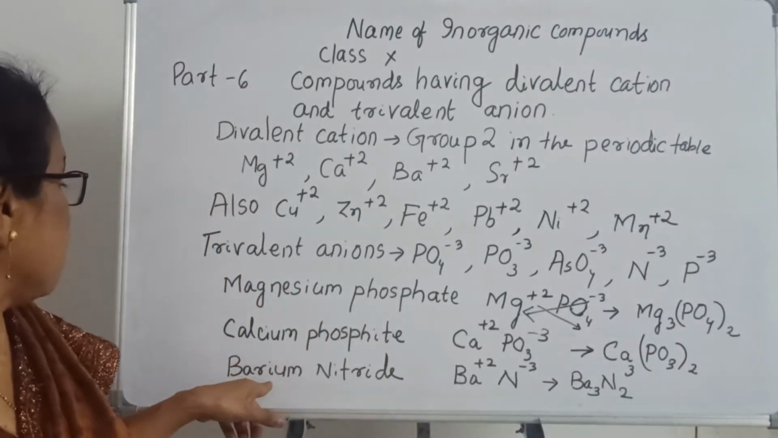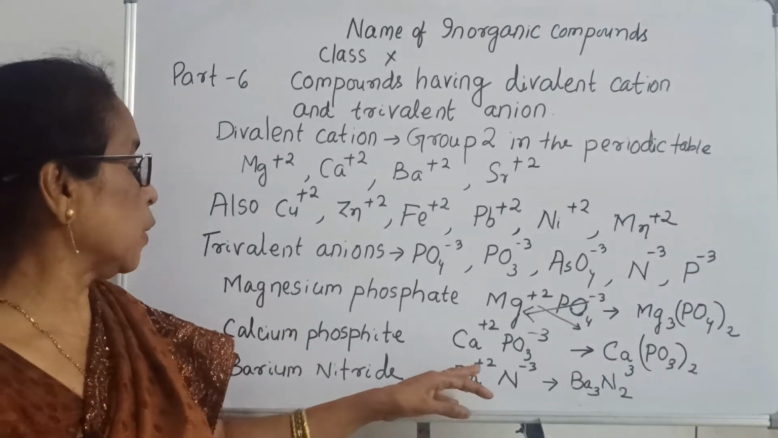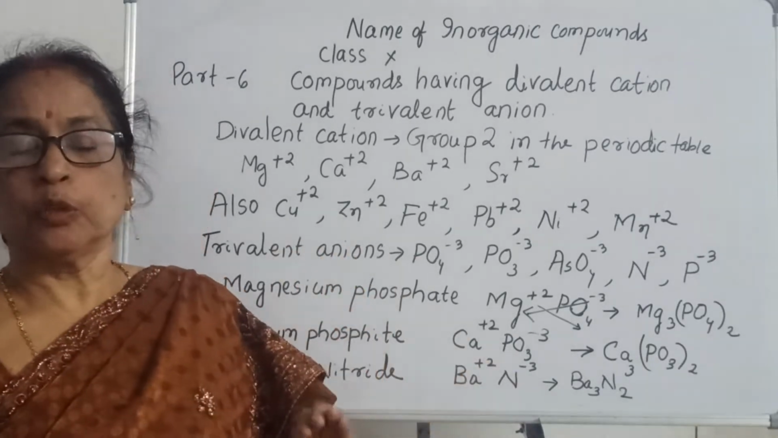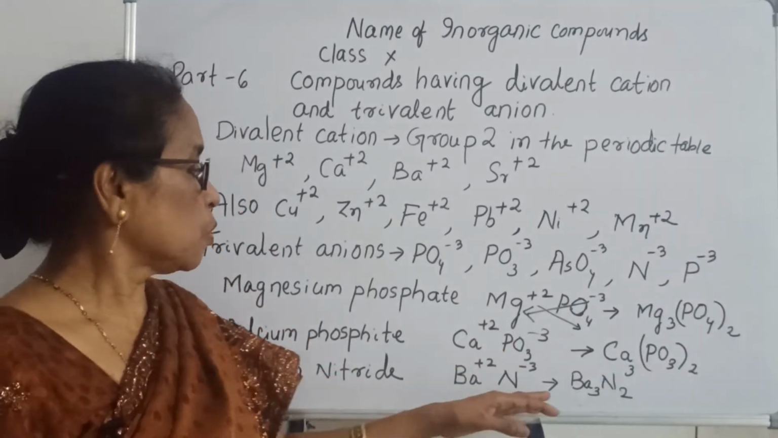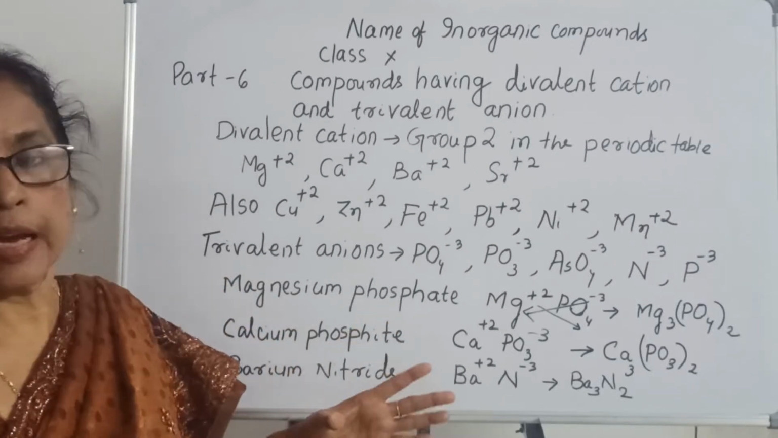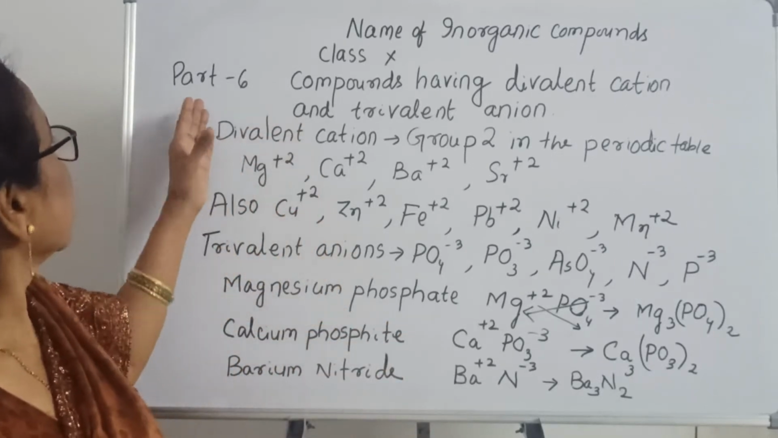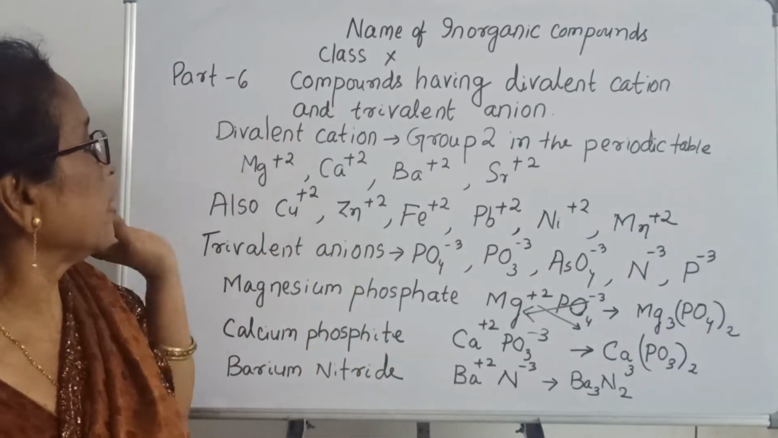Then come to barium nitride. That means Ba +2, N -3. You know nitride means N -3, Ba means +2. So it is Ba3N2. Barium nitride. Again you see part 6, the compound having a divalent cation and a trivalent anion.